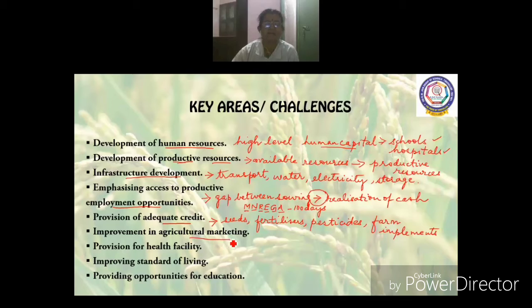Improvement in agricultural marketing. It is not that once the cultivation is over, once the crops are harvested, the farmer is very happy. It is not like that. Once it is harvested, these crops should be taken to a market. And if this market is nearby and is a regulated market, the farmer is happy because he gets a reasonable price for his produce. So there should be improvement in agricultural marketing facilities, which takes care of the overall development of a farmer. The next is the provision of health facilities. So proper medical care, some research facilities, everything should be there in rural areas so that the people get free service.